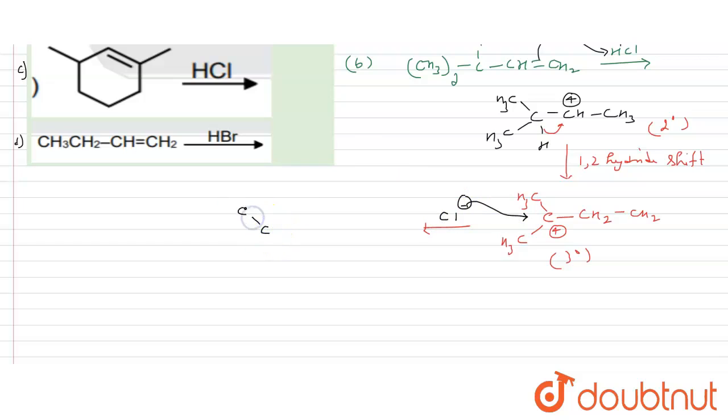So it will form the product like this. That is CH3 here, CH3 here, and here Cl, and here you can see this CH2, CH3. Now this carbon becomes achiral.